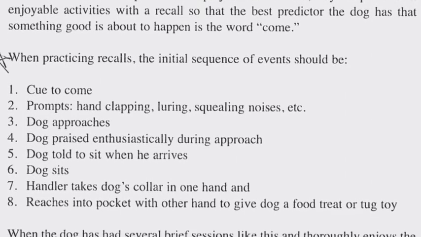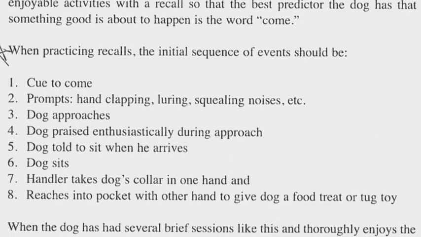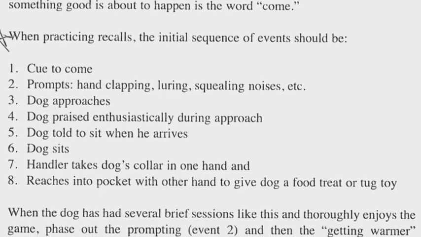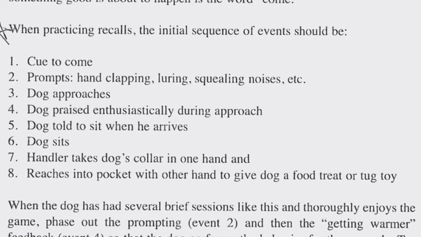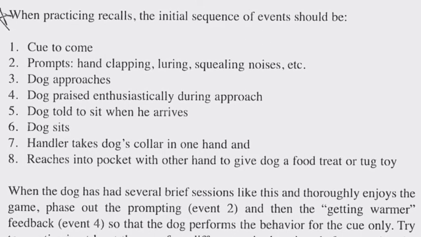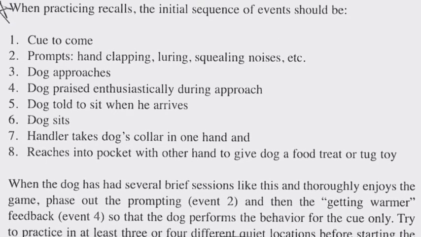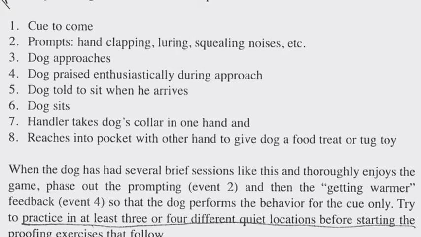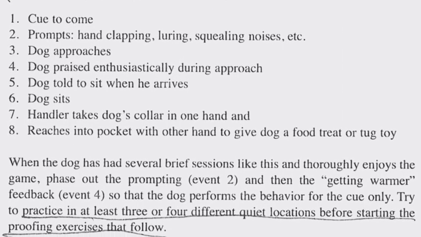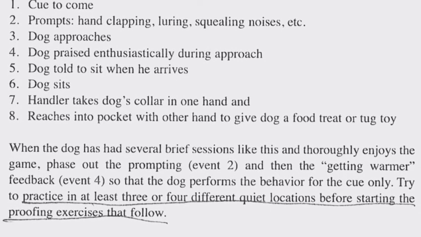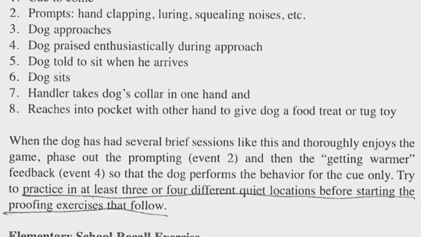When practicing recalls, the initial sequence of events should be: 1. Cue to come. 2. Prompts: hand clapping, luring, squealing noises, etc. 3. Dog approaches. 4. Dog praised enthusiastically during approach. 5. Dog told to sit when he arrives. 6. Dog sits. 7. Handler takes dog's collar in one hand, and 8. Reaches into pocket with the other hand to give dog a food treat or tug toy.